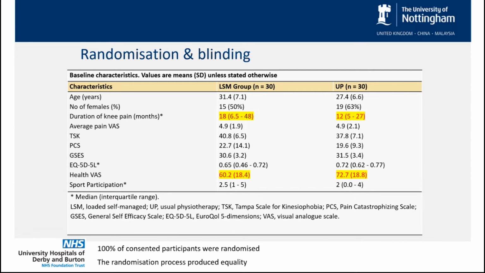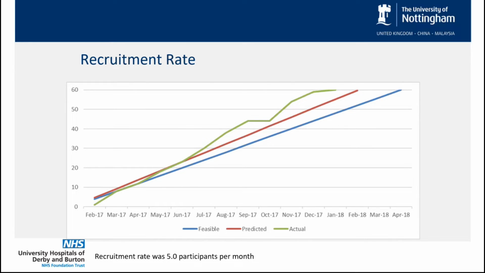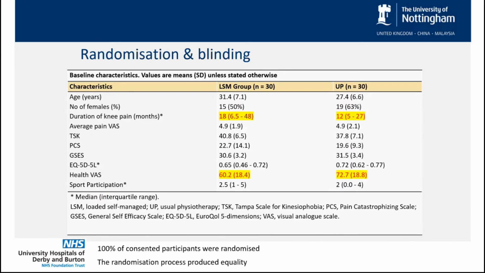So recruitment rate, we recruited 5 participants a month in Derby, and our baseline characteristics are here on this table. 100% of our participants were randomised, and we mostly produced equality within the outcome measures. There was slightly more longer duration of knee pain in the intervention group, and slightly worse health VAS scores in the EQ5D in the intervention group.